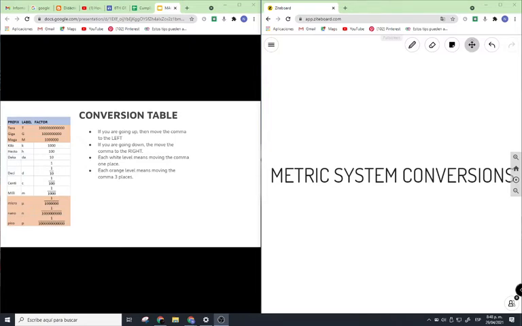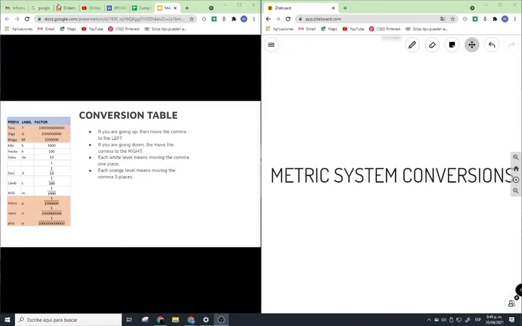Hello kids! In this video I want to teach you how to make conversions between the different units of measure that can be used in the metric system of measures. So we are going to use widely this table that I have here on the left side, and the rules that come with it.